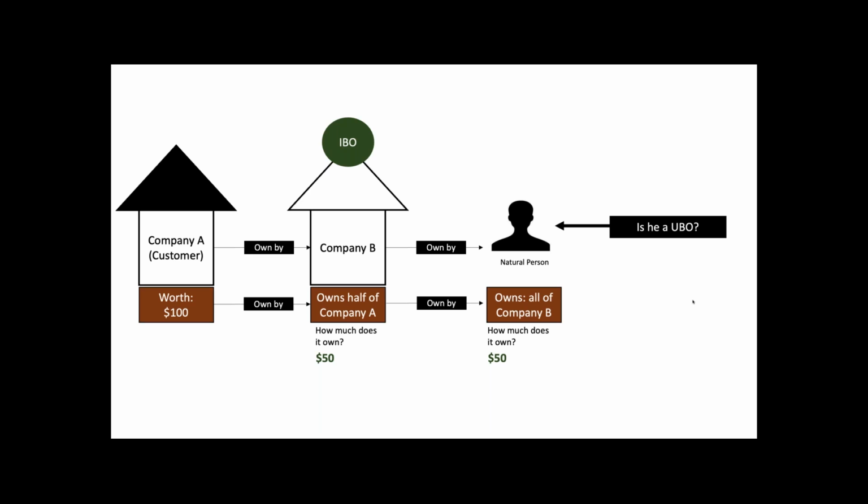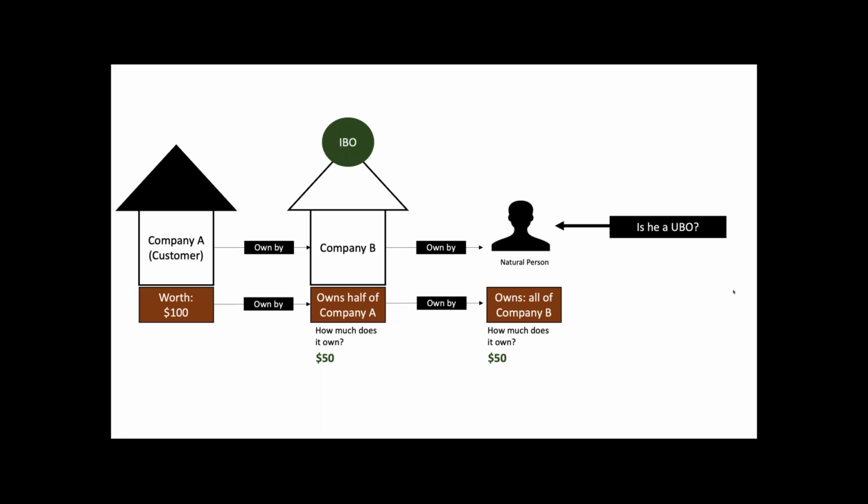Are you sure he owns 50% of company A? He owns 25% of the company. Are you sure? No, he owns 50% of company A. Because he owns all of company B, so he owns 50% of company A. Don't confuse me. Is it 50% or 25%?